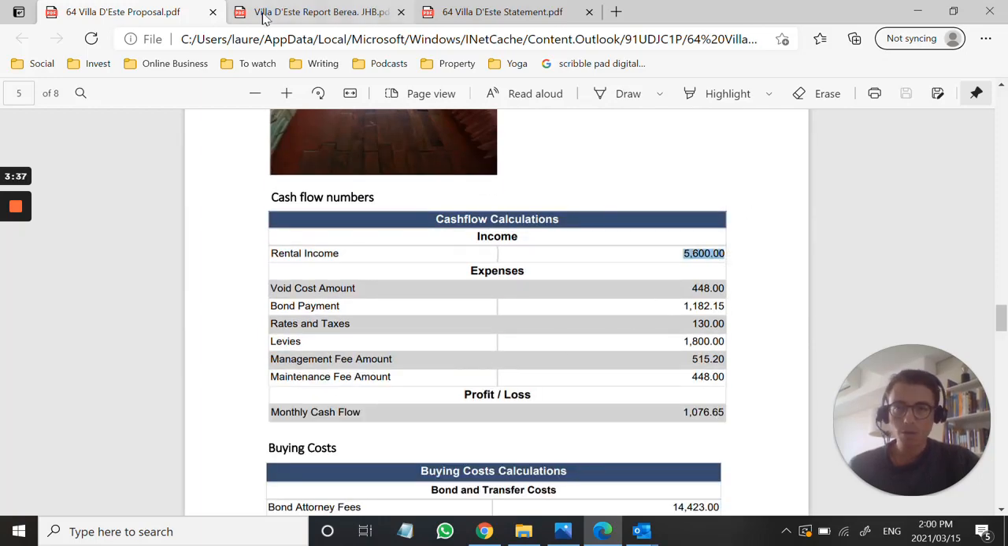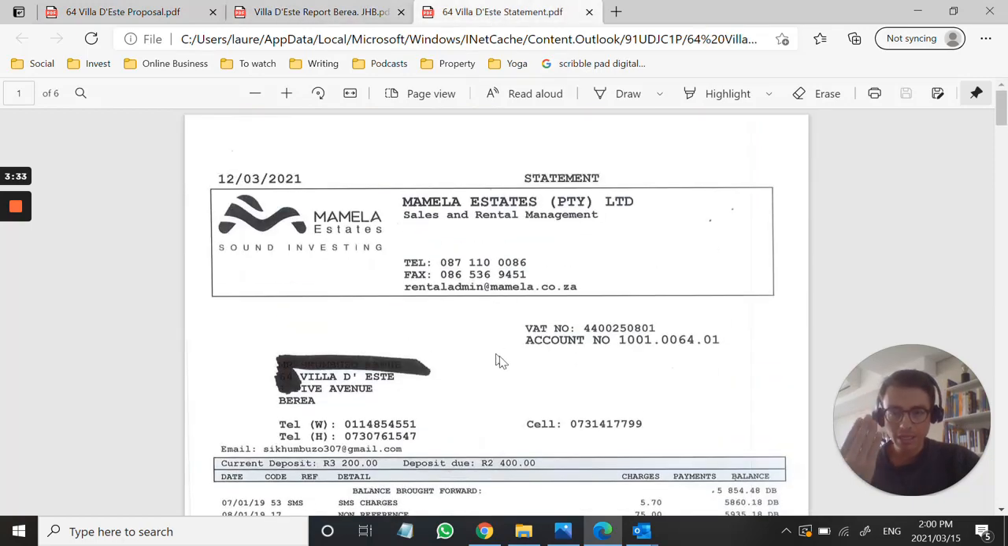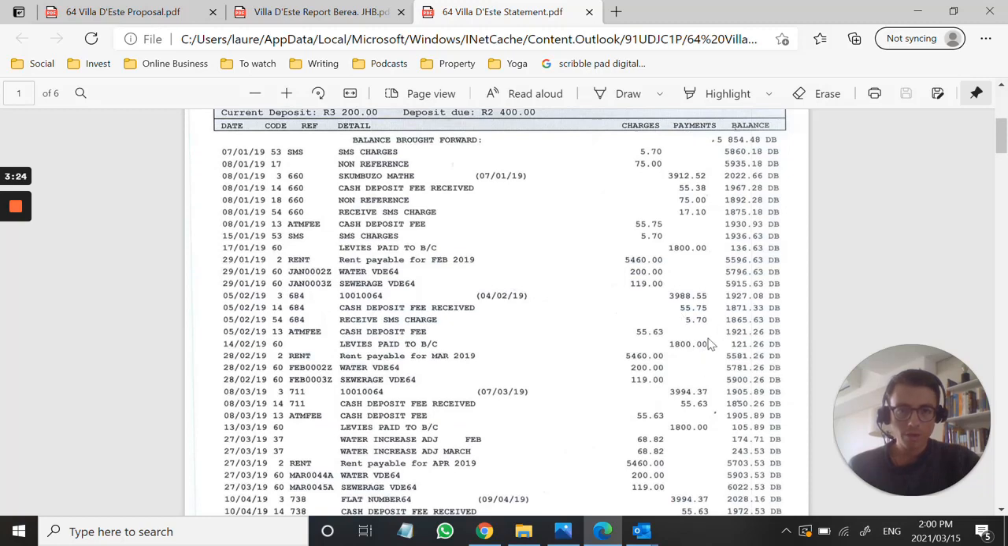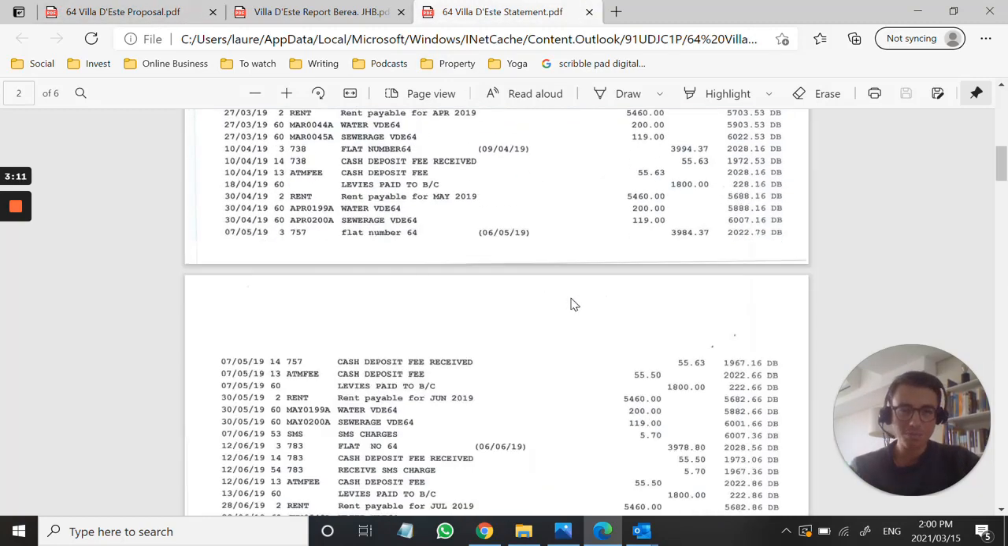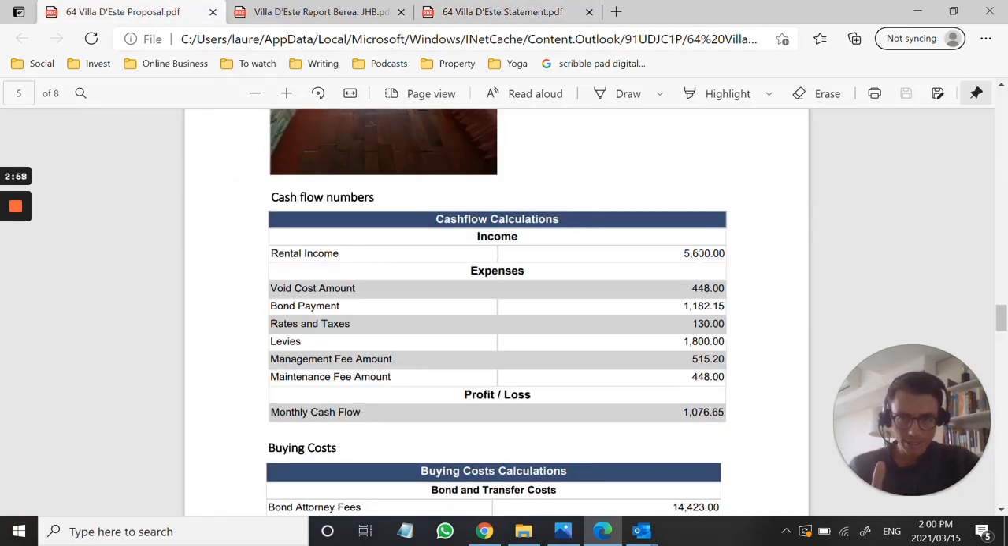Now what he has provided me with, which is very important, is he's given me a statement. So here you can see the actual owner of this bank statement. So you can see the rent paid plus all the extras, right? And then the levies paid. Payments of rent, levies. So I can see with proof, not just because he thinks it might work or because the estate agent said, yeah, that's the way it is. You can see rent payable is 5,460 plus those amounts. So we are confident that this is the rental amount.